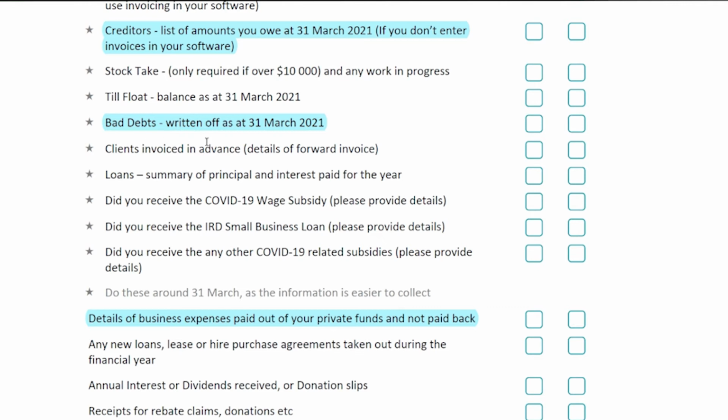Bad debts. Consider your debtors, which is income owed to you at 31 March. Has anyone owed you for a while and you're always chasing payment? Let's consider a write-off. This means you're not paying tax on income you're not likely to receive.